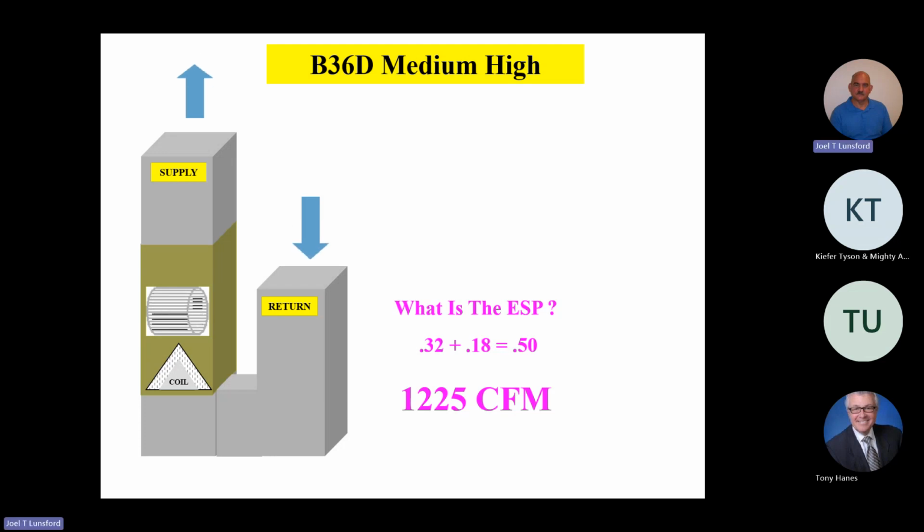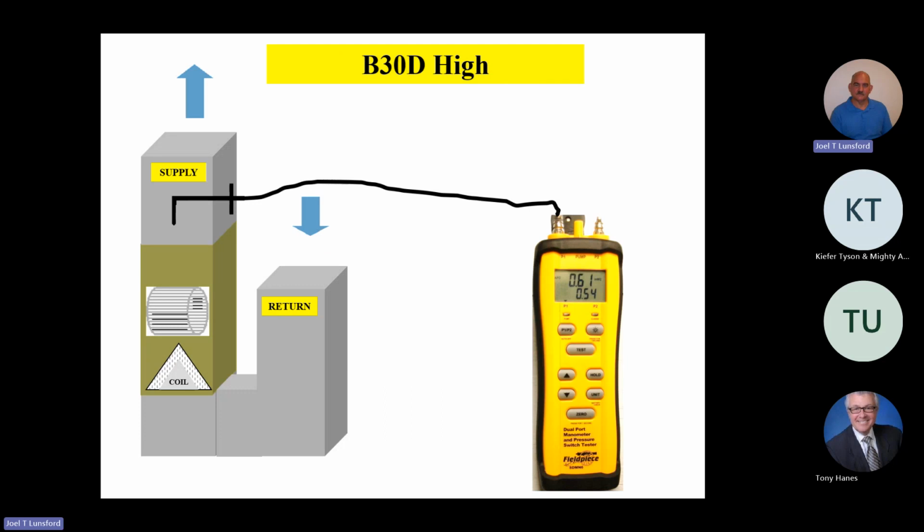Okay, good. Let's do another one. In this second example, we've got a 0.61 on the supply, and it's a B30D air handler, and it's on high-speed tap. So go ahead and find that model number. You're on high-speed tap, so the technician has put it on the highest speed he can to get his airflow.